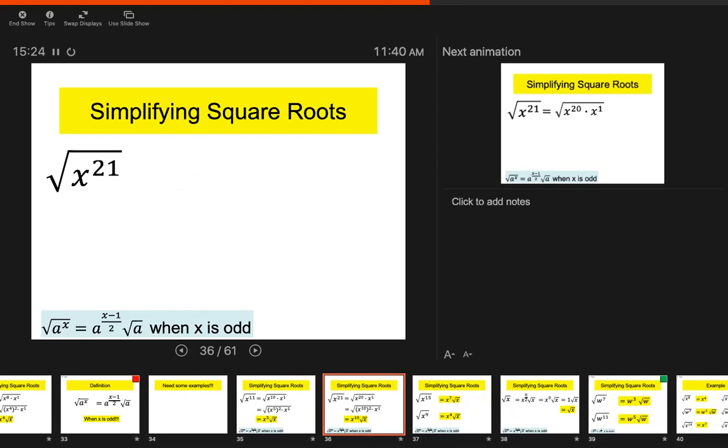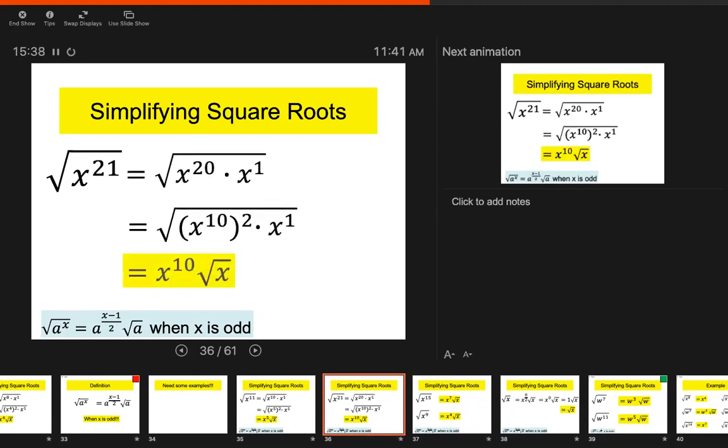Odd. Okay, so subtract 1. What do you get? 20. What's half of 20? 10. So x to the 10th will be on the outside, and what's on the inside is always just the base. Look at what we started with and look at what we finished with.